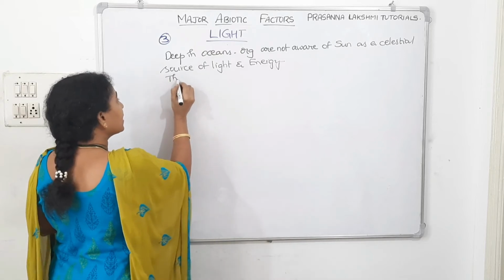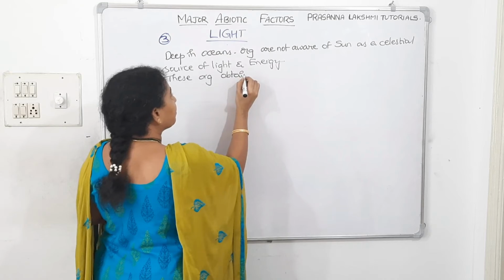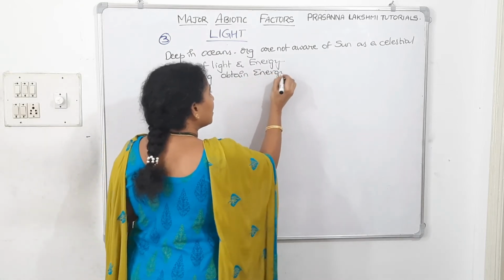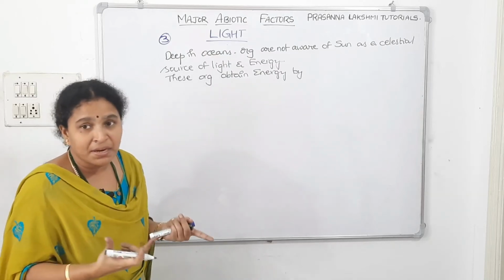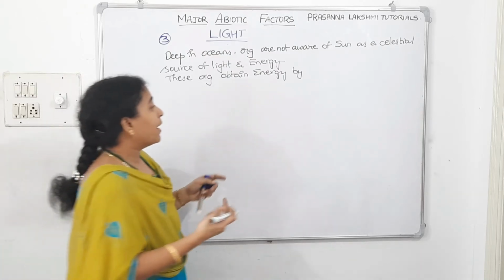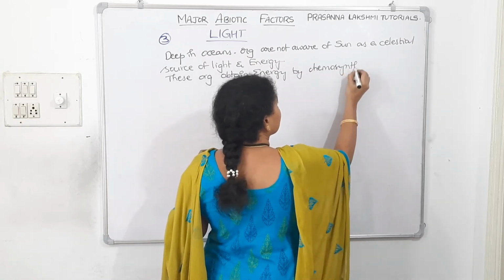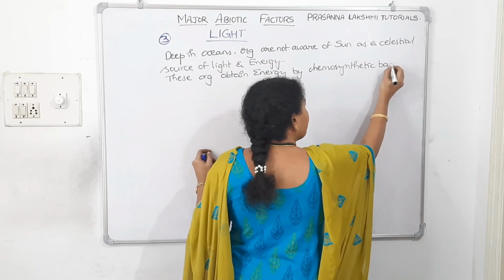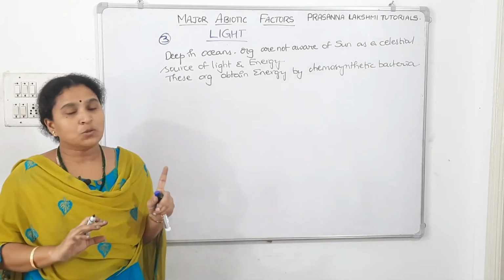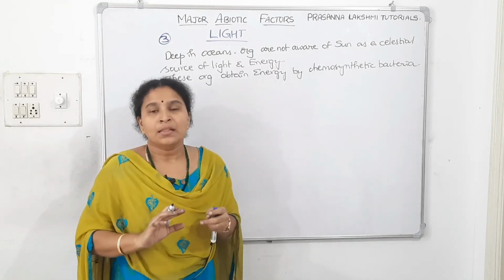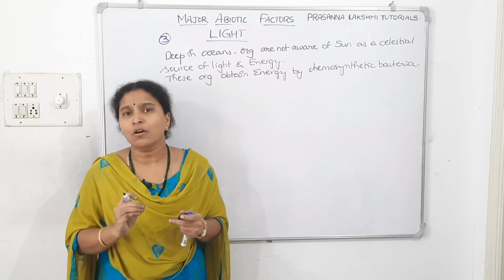So these organisms obtain energy because sunlight cannot penetrate deep inside. They get their energy from chemosynthetic bacteria. They break the chemicals and give that energy. Using that energy, these benthic organisms survive. Then next, not all the ranges of light can penetrate deep into the ocean.